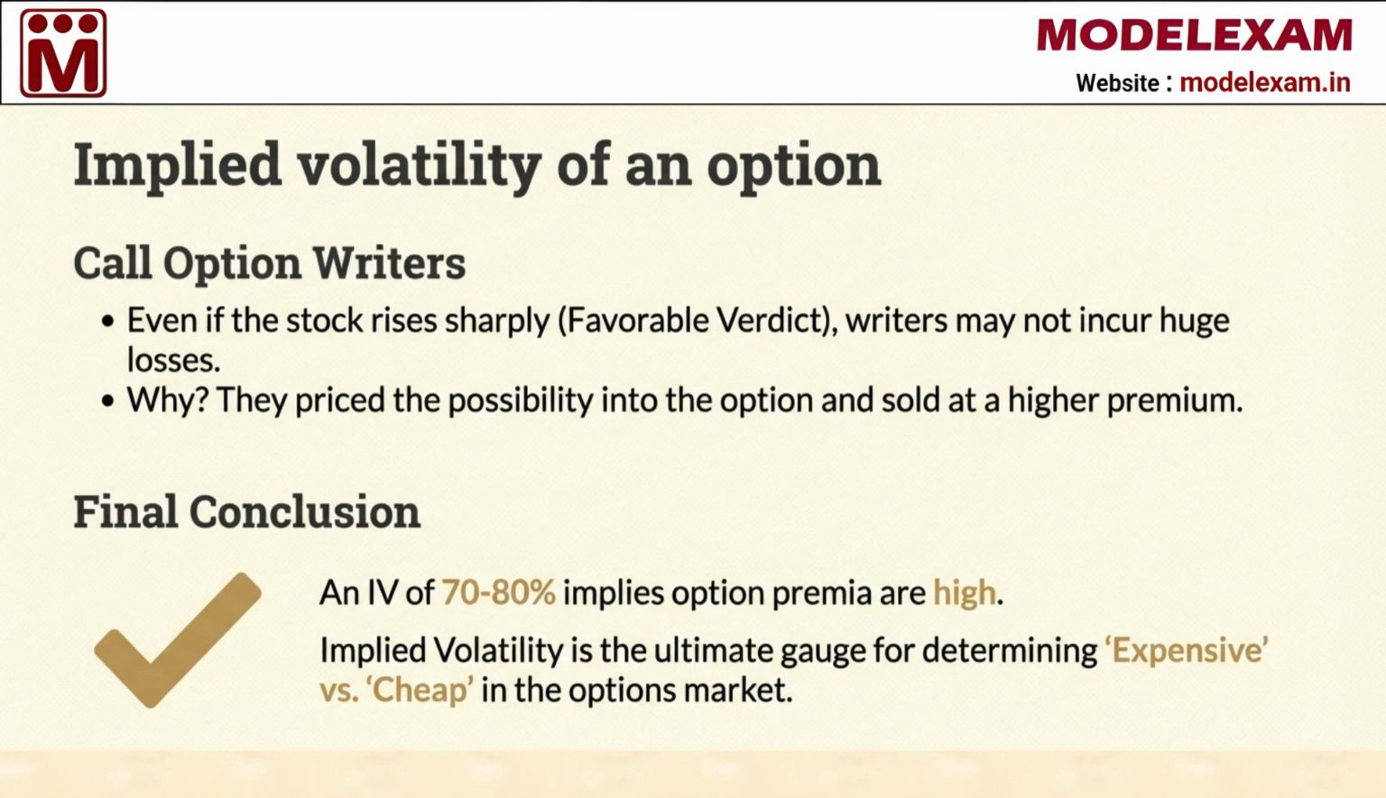In conclusion, an implied volatility of 70 to 80% tells us that premiums are high. It is the ultimate tool to help you determine if an option is expensive versus cheap in the market.